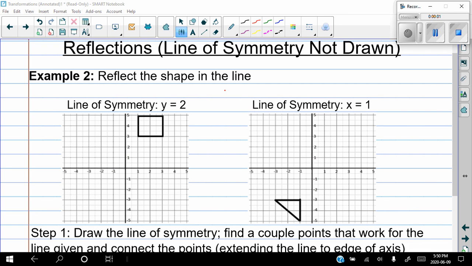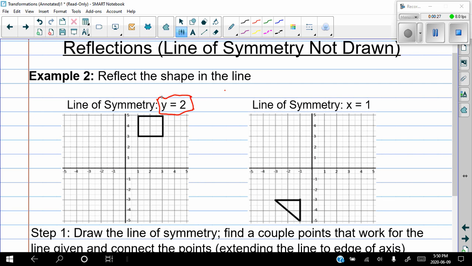So today we're going to look at reflections when our line of symmetry is not drawn and it's on a graph. I say it's on a graph because on the grid it wouldn't make much sense, because we can't really indicate our point. So we have to first find our line of symmetry, but we're given it. So we don't really have to find it so much as figure out where it is and draw it on our graph.